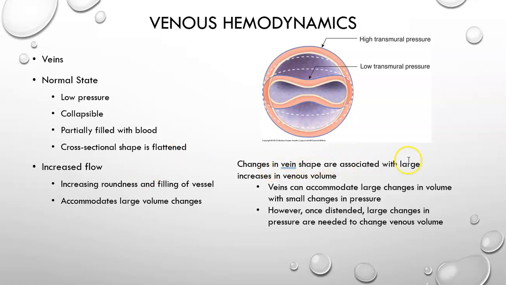The change in shape is associated with increases in venous volume changes. So veins can accommodate large changes in volume with small changes in pressure or small changes in velocities of the blood. However, once a vein becomes distended, it requires a large amount of pressure to change the venous volume.